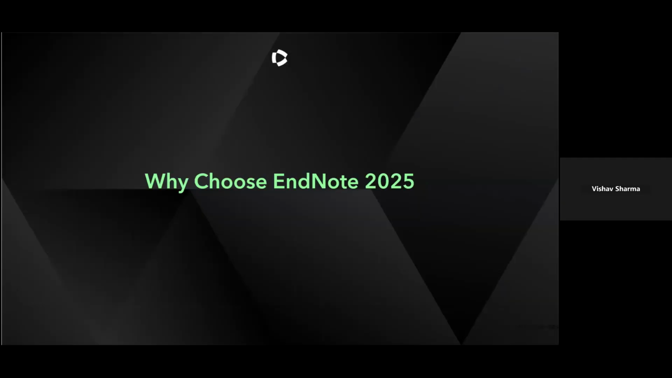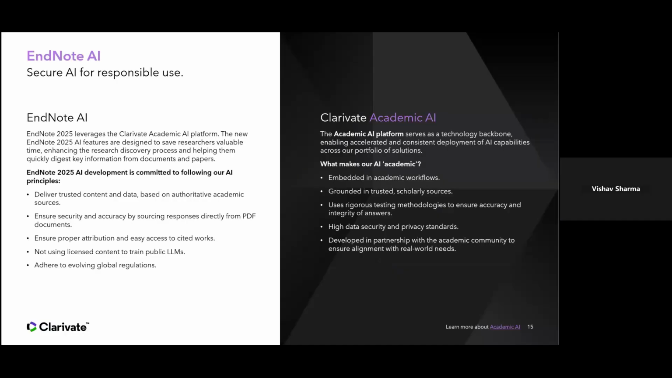Yeah. So why choose EndNote? So now that you've seen all the various enhancements and what EndNote does for you, this is just emphasizing the fact that why should we be using EndNote? What makes our AI academic? So basically, we have embedded AI in a lot of places within EndNote, right? It delivers trusted content, ensures security. We give you proper attribution, and so many other enhancements that you will find here.